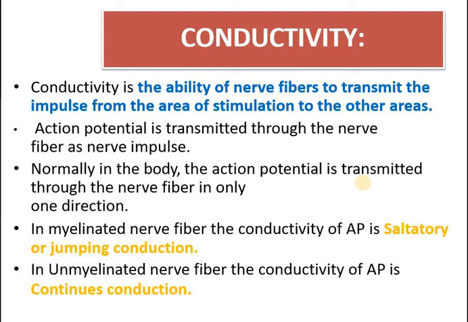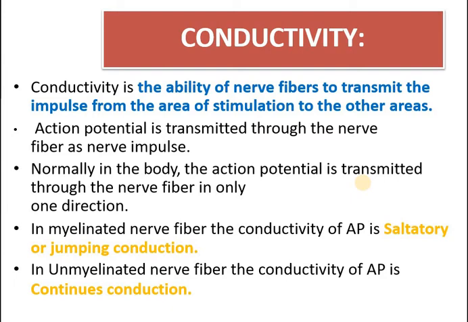So next is conductivity. It is the ability of the nerve fiber to transmit the impulse from the area of stimulation to the other area. Okay, we have discussed this. When you stimulate, your impulse travels from one point to another point. An action potential is transmitted through the nerve fiber as a nerve impulse. Normally in the body, the action potential is transmitted through the nerve fiber in only one direction.